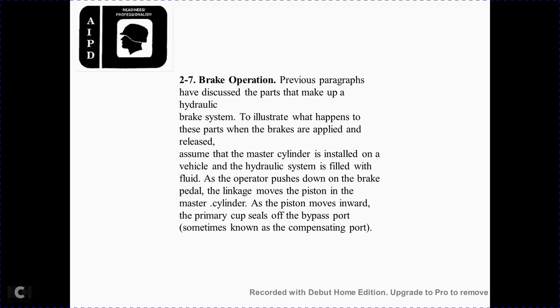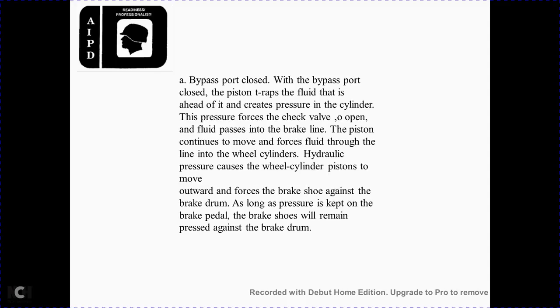The operator pushes down on the brake pedal, and the linkage moves the piston in the master cylinder. The piston moves inward, and the primary cup seals the bypass port, sometimes known as the compensating port. With the bypass port closed by the piston, the fluid is trapped, building pressure in the cylinder. The pressure forces the check valve to open and the fluid passes into the brake line. As the piston continues to move, it forces fluid through the line to the wheel cylinder.